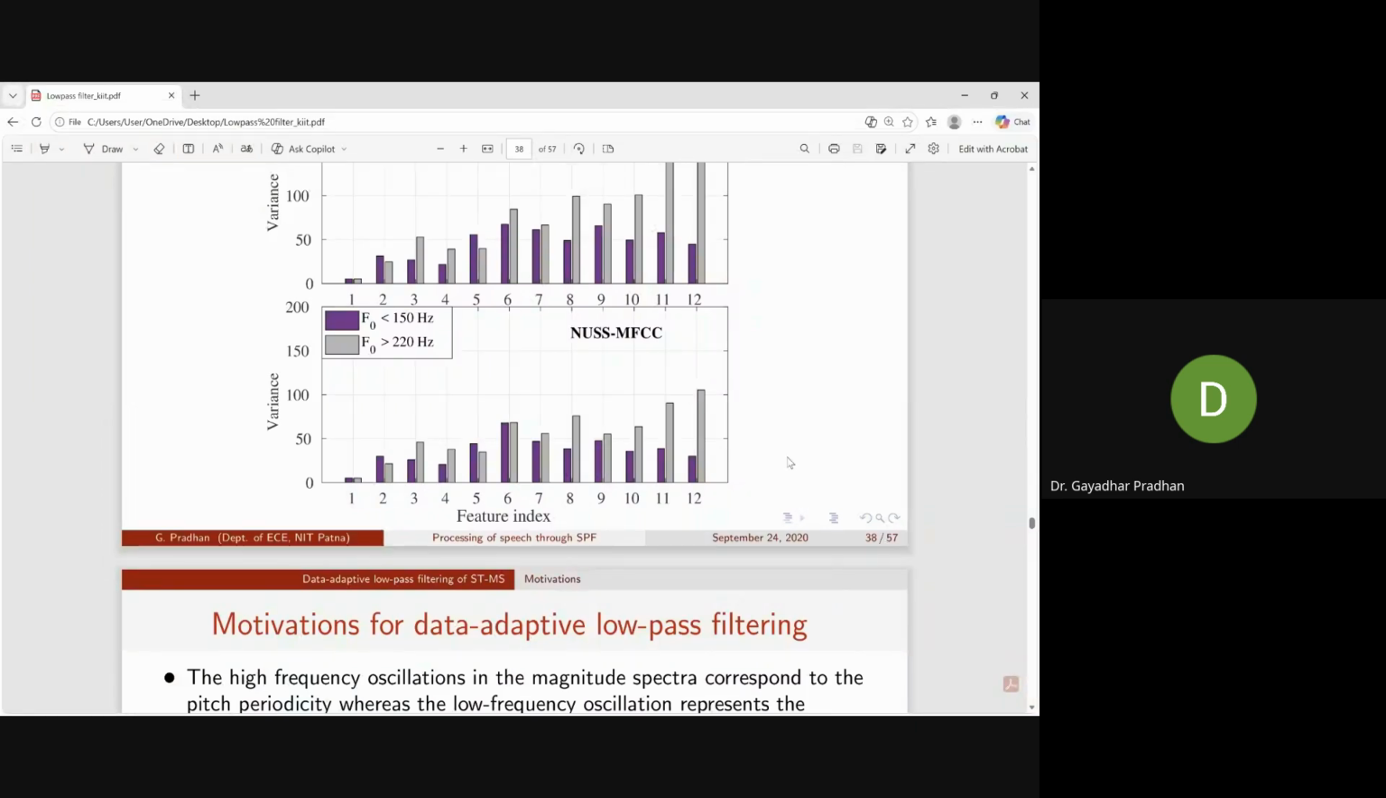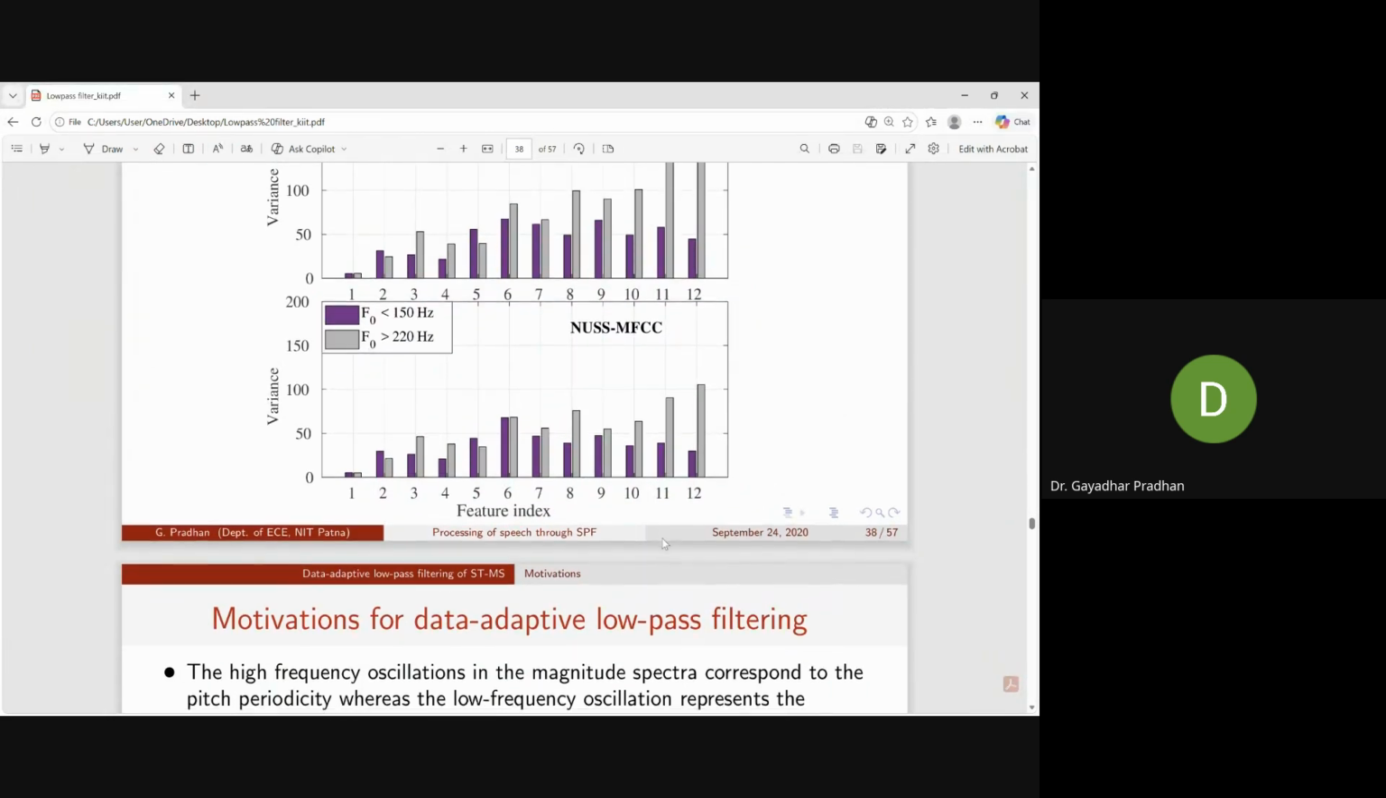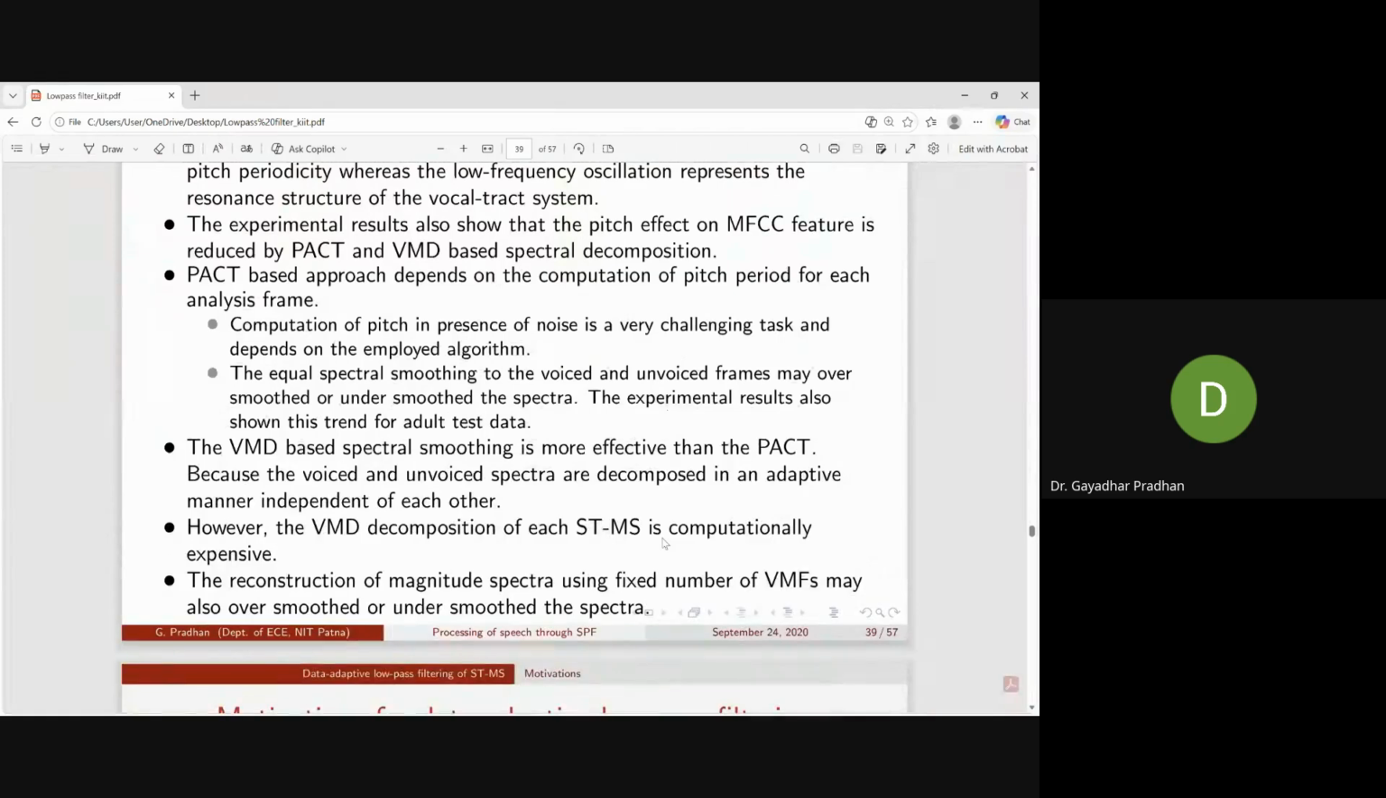For a child, this variation is reduced. In the data, the training data should be matched to the test data. Due to pitch and all, it is not matching, so we have to remove it. I think we have published this in InterSpeech.